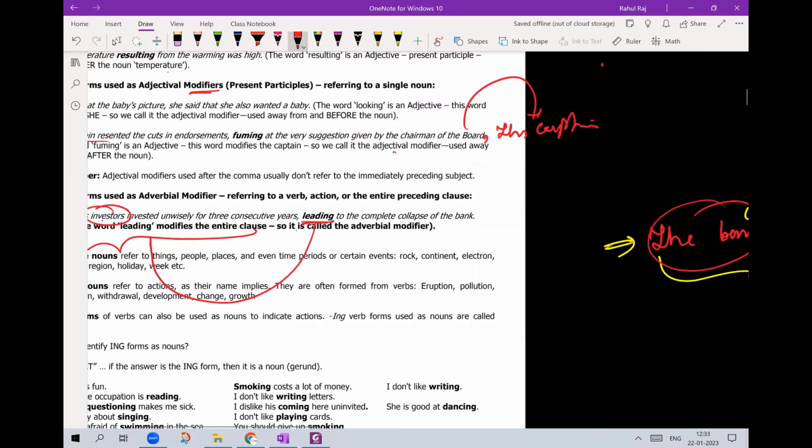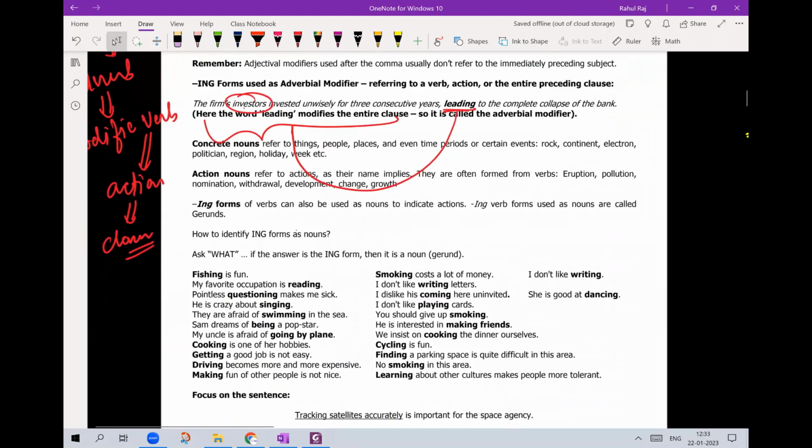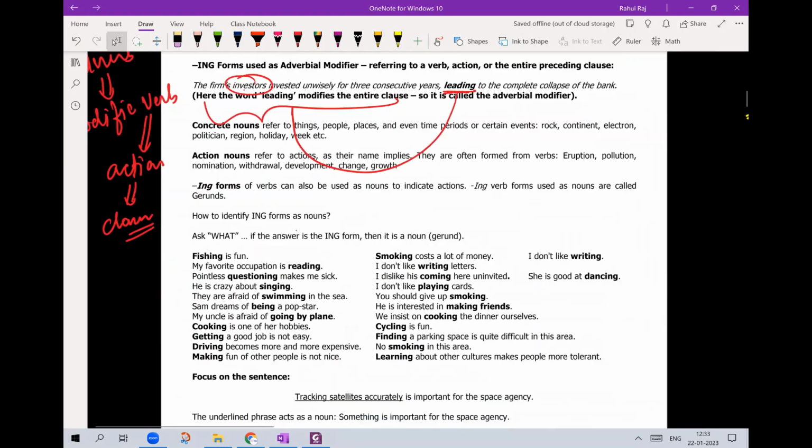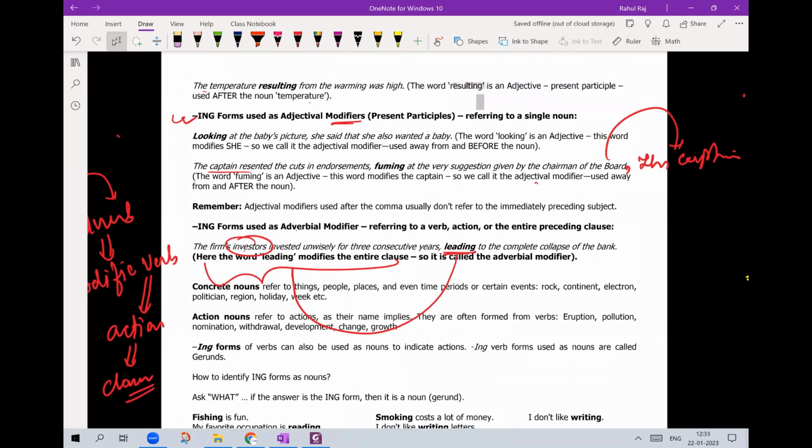Now come down to this. Just for questions number 12 and 13, imagine. The captain resented the cuts. Can you just explain this once more? The captain resented cuts and engrossment, right? Now there's a comma and they are saying he's fuming at every suggestion given by the chairman of the board. Who was fuming? The captain was fuming. Captain, right? So this is just a modifier which is trying to modify the captain. That's it.